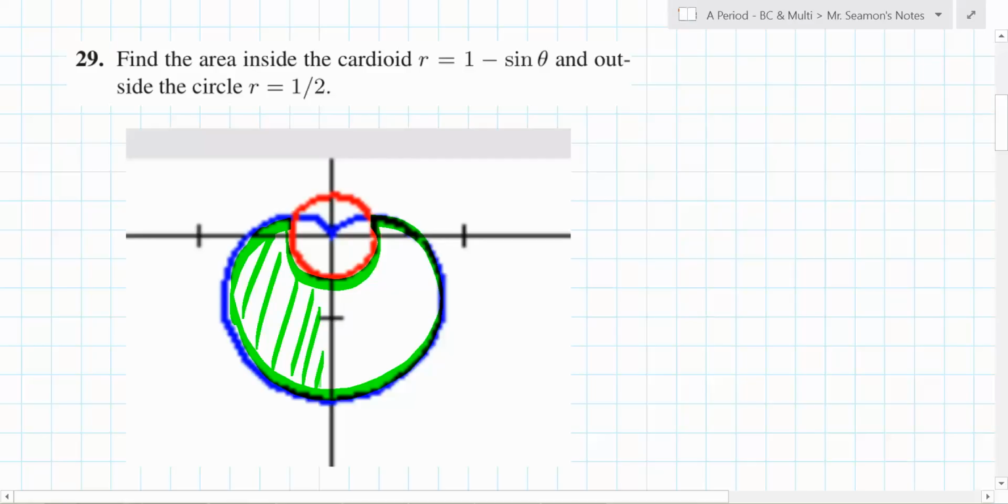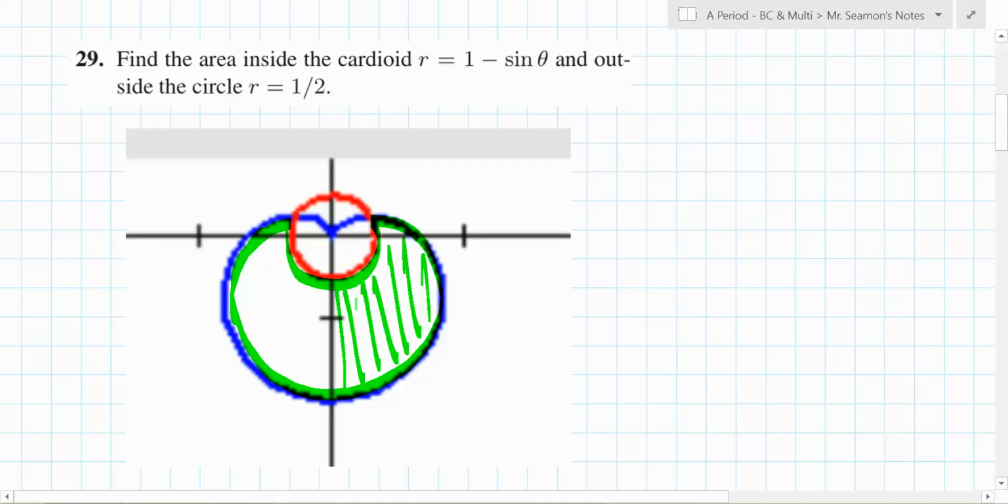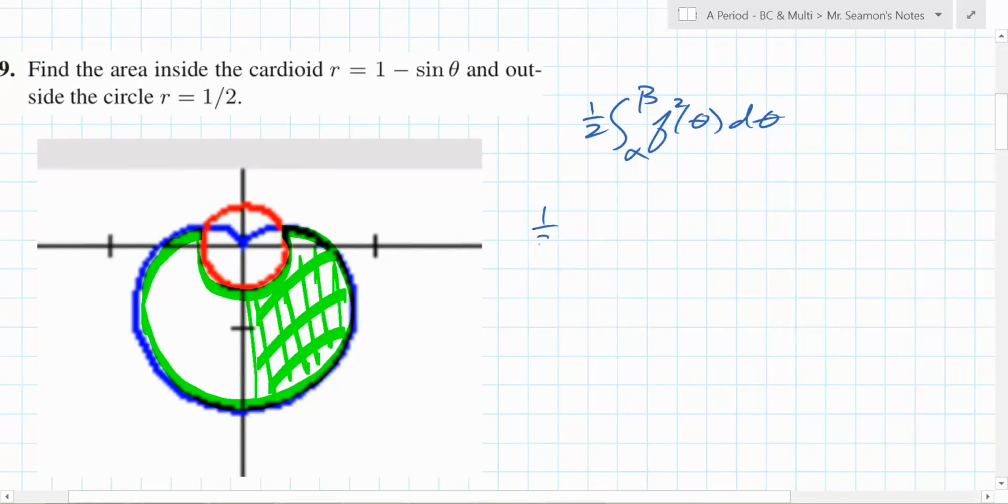Now why am I only shading half of it? Why do you only need half of it? Yeah, you could do the whole thing, do it by 2, exactly. So what was that formula we had? It was 1/2, alpha to beta of f theta squared d theta, correct? So we have two functions here, so it's going to be 1/2. What's our alpha to beta going to be on this one?